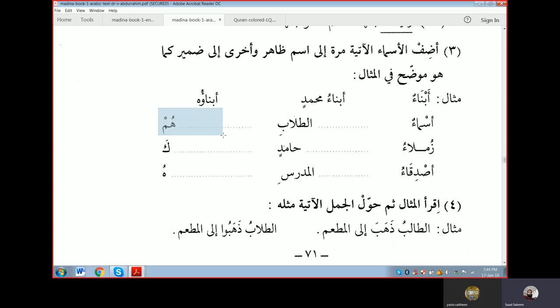Next. What will you write here? Add this word. Asma'uhum, you will write here. Again this time you will put dhamma on asma, and asma'uhum means their names. So it would also be dhamma, asma'u, and that's their names.